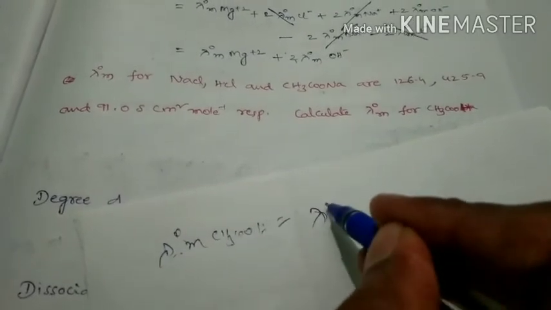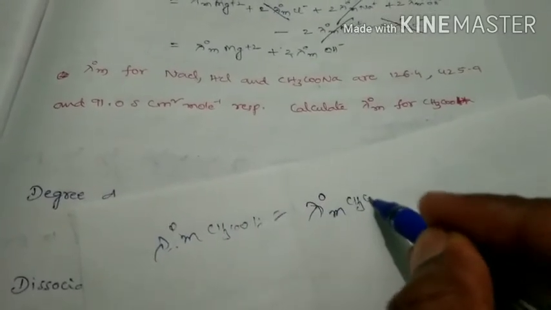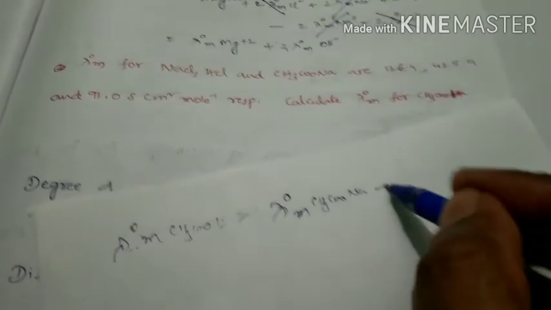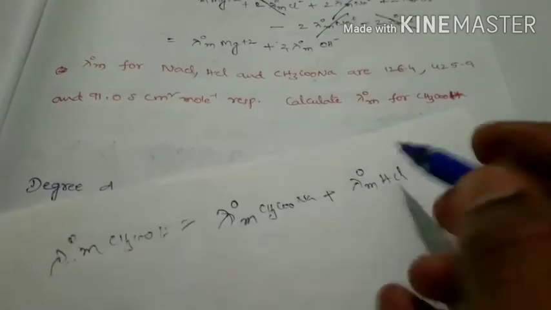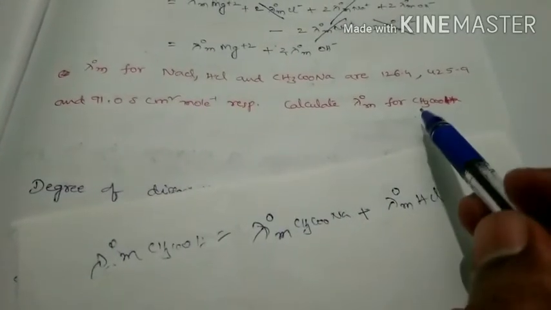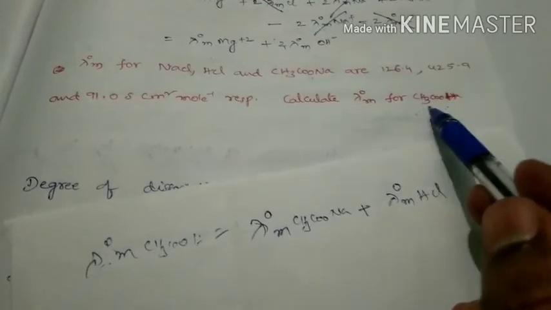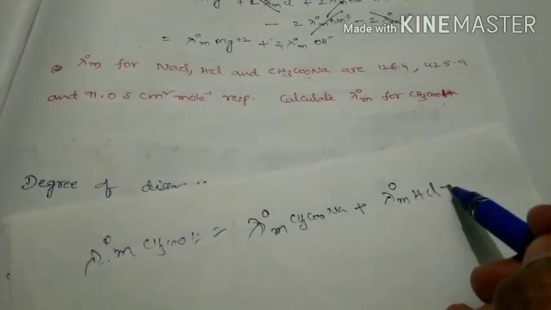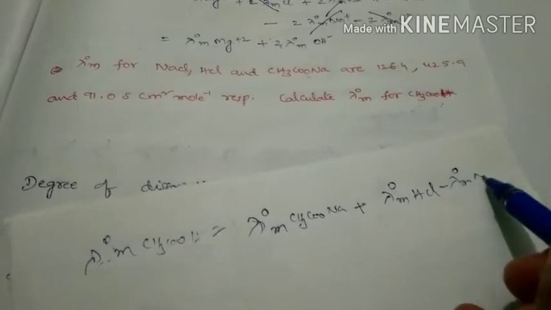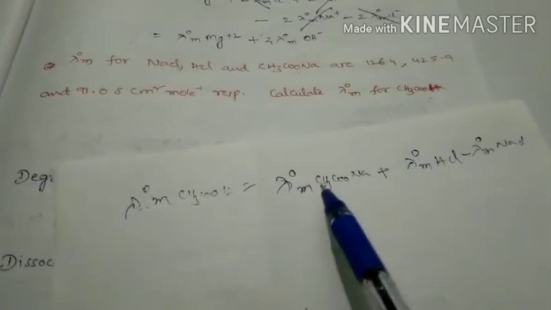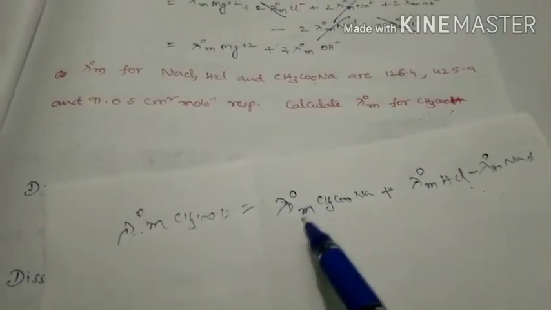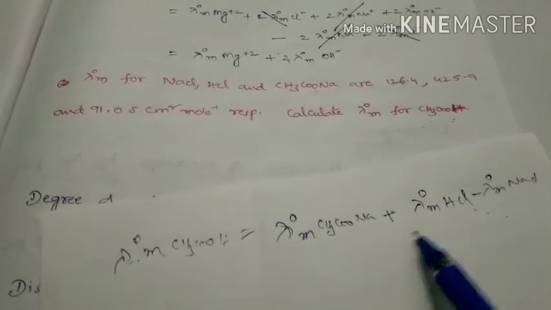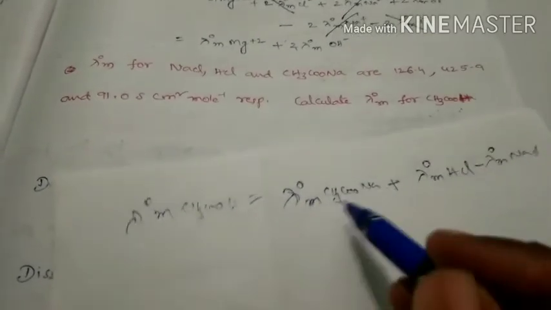So first you should take this one, lambda naught m CH3COONa plus lambda naught m HCl. But in the required compound, Na is not there. That's why we should remove the NaCl part. So if you add these three, if you write like this, finally we get lambda naught m CH3COO minus and lambda naught m H plus. Automatically we will get the value of this one.